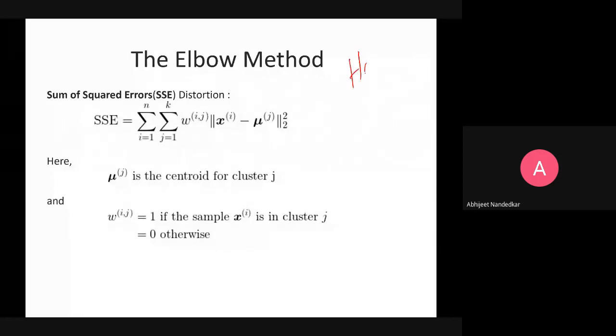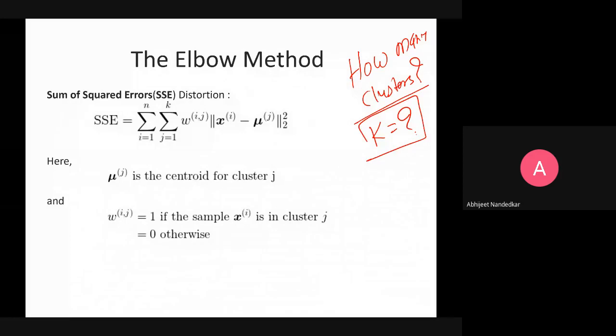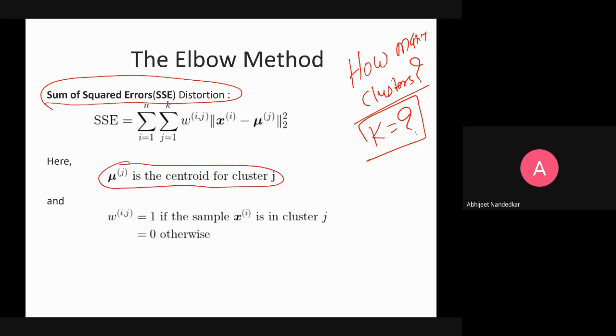Now, how many clusters? So k is equal to question mark. Somebody might say 4, somebody 3, somebody 2, somebody might say 10. So which is correct? There is a simple way to do this. It is called the elbow method. So we do this calculation of the sum of squared errors of the distribution. That means we find the centroids for the given partition.